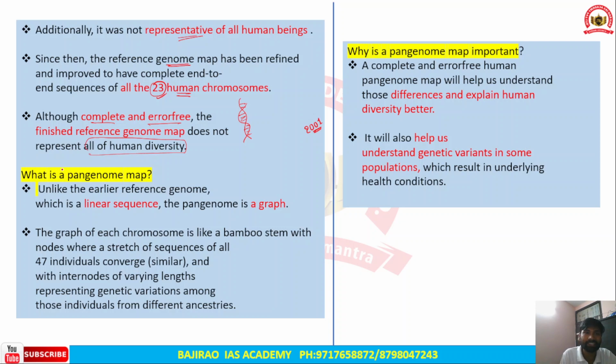Now what is a pangenomic map? We need to understand the pangenomic map. Unlike the earlier reference genome, which is linear in sequence, the pangenomic map is a graph. Earlier it was a linear sequence of genetic material; now the pangenomic map is a graph.